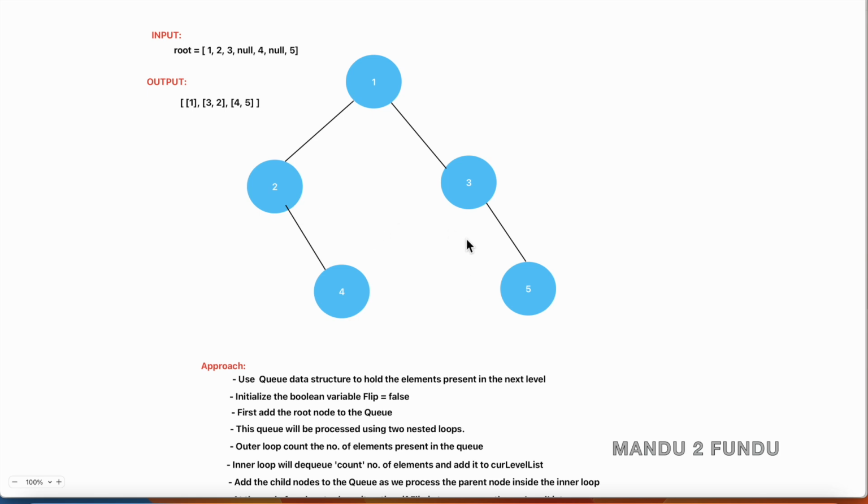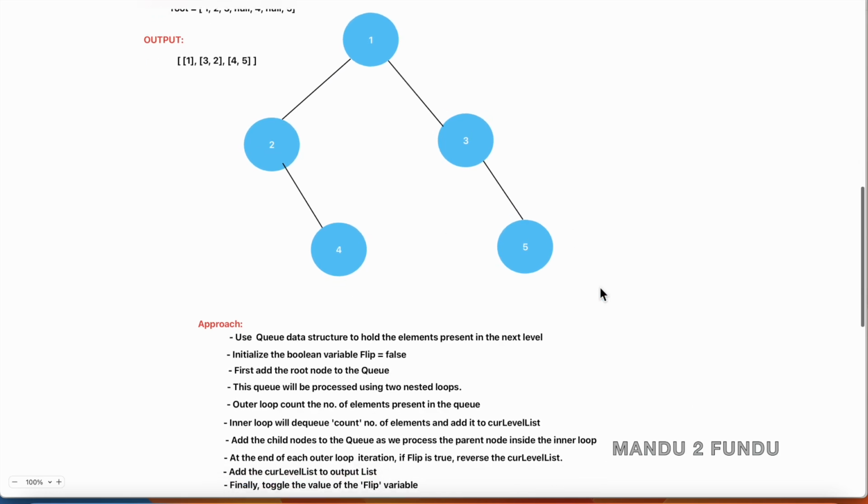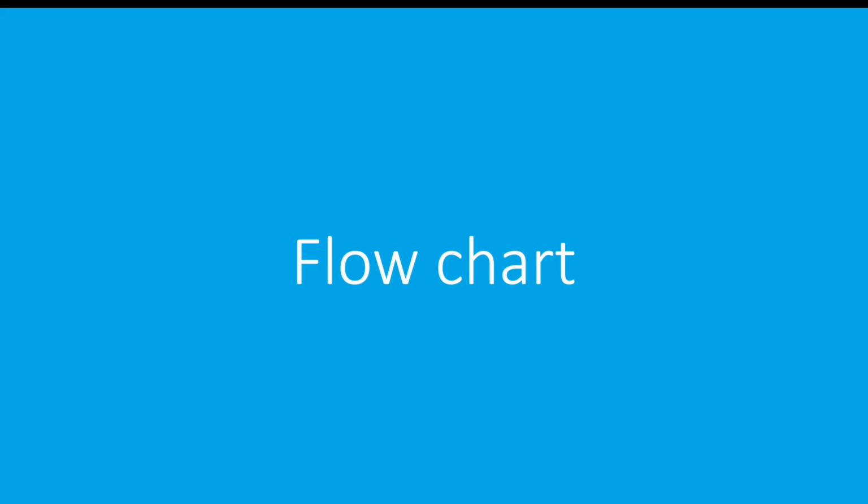Now it becomes false. So when we process this level and come out of the inner loop, we see that it is false. We simply add the current level list as it is. So whenever the flip is false, we add the current level list as it is. Whenever the flip is true, we reverse the current level list and then add it to the final out list. That is the logic here. Let's look at the flowchart.